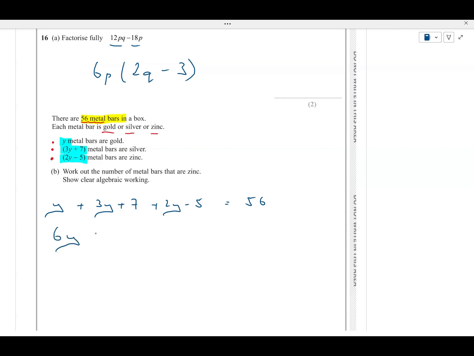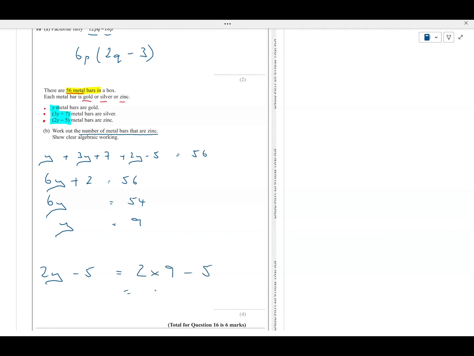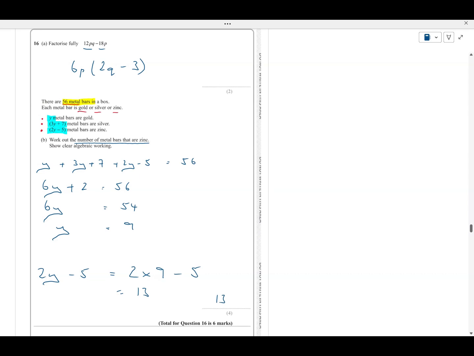I've got 6y plus 2 equals 56. 6y equals 54. Divide by 6. Y equals 9. Now let's look at the question. Work out the number of metal bars that are zinc. Well, 2y minus 5 was zinc, so that's 2 times 9 minus 5, 18 minus 5, 13 of the bars were zinc. And that's question 16 done.